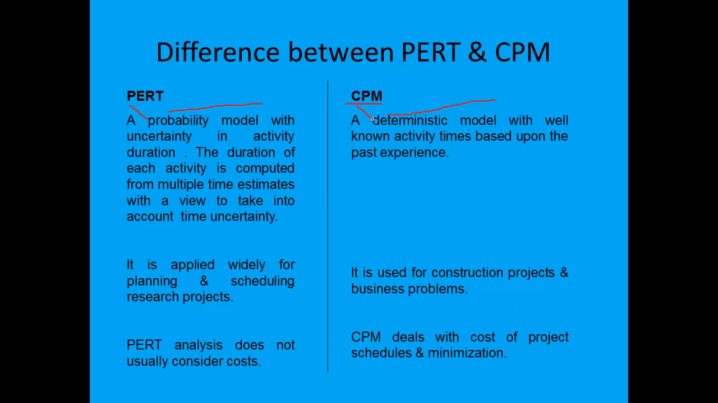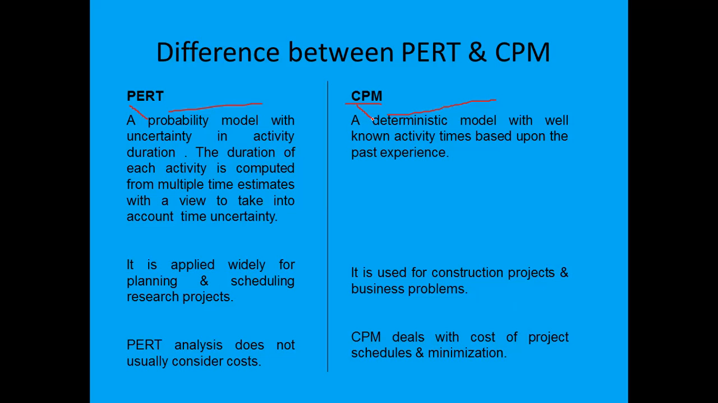CPM is a deterministic model with well-known activity times based upon the past experience. అంటే ఒక వర్క్ చేసిన తర్వాత based upon the past experience, you have to say that the deterministic model with the well-known activity time. Now, PERT is applied widely for planning and scheduling research projects.